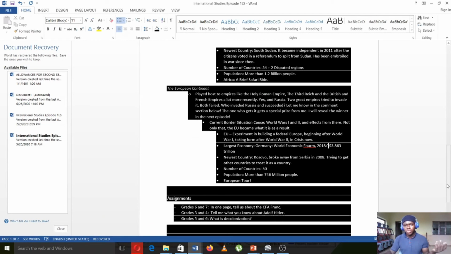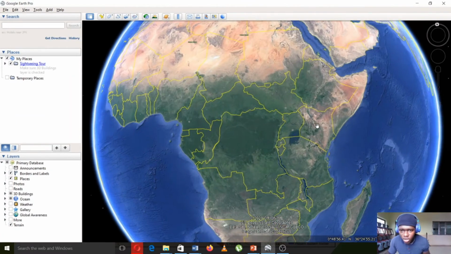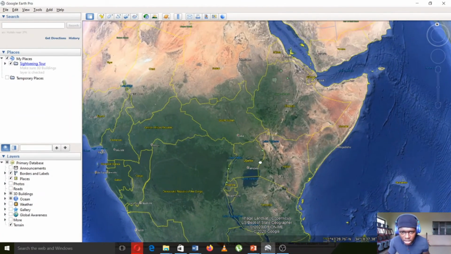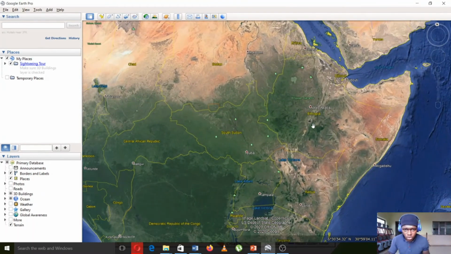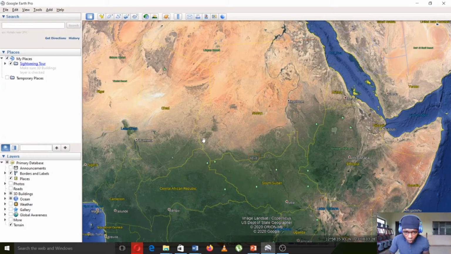Okay. So, the newest country in Africa is South Sudan. It became independent in 2011 after the citizens voted in a referendum to split from Sudan. Let's just take a look at Sudan for a minute. Sudan should be somewhere around here. Voila. Hold it. Now, I want you guys to take a really good look at this section here. From here all the way down, all the way here, all the way here, all the way here. This was one country.